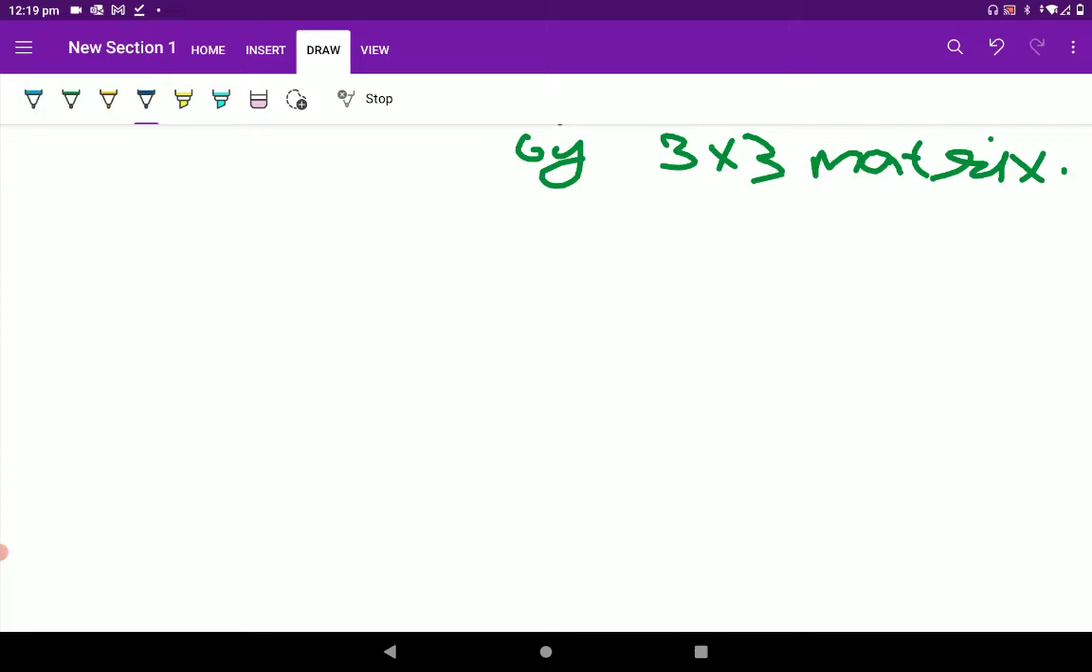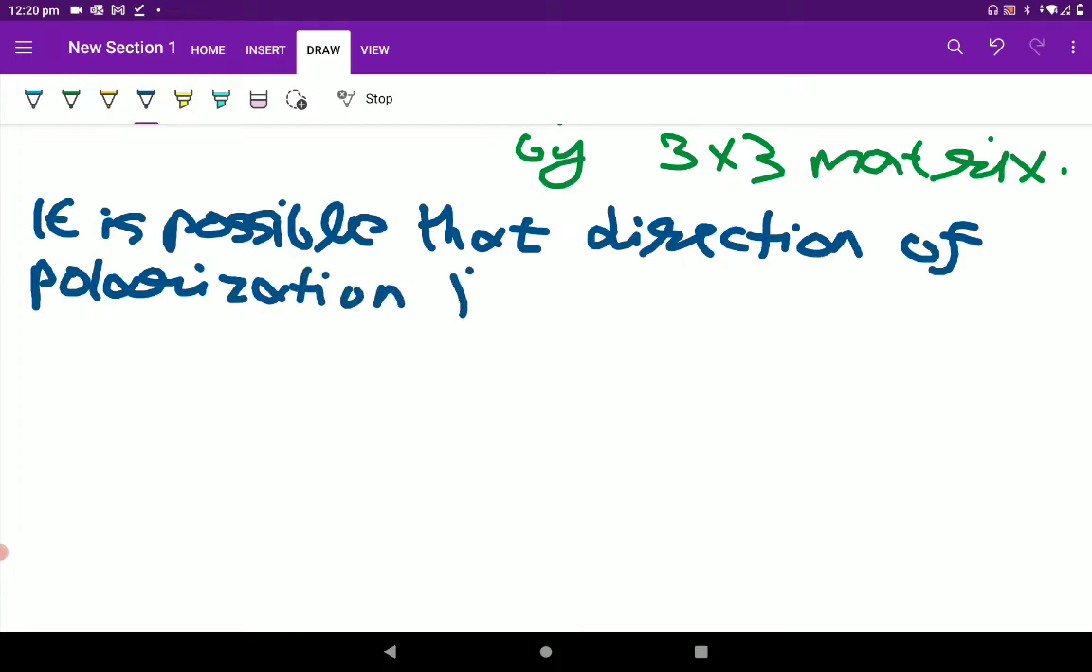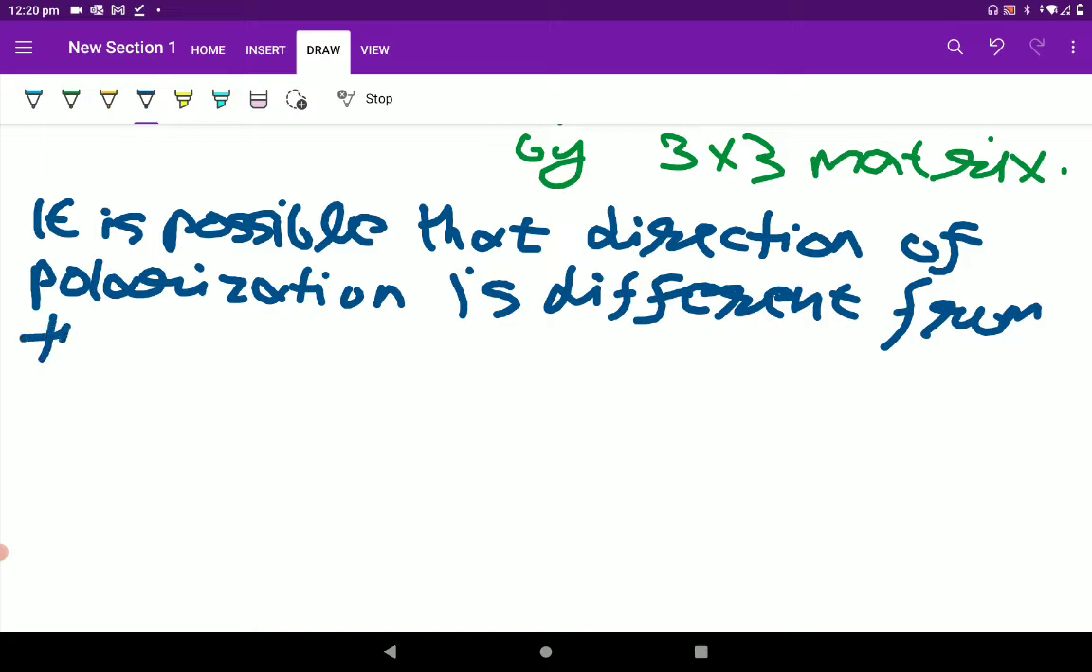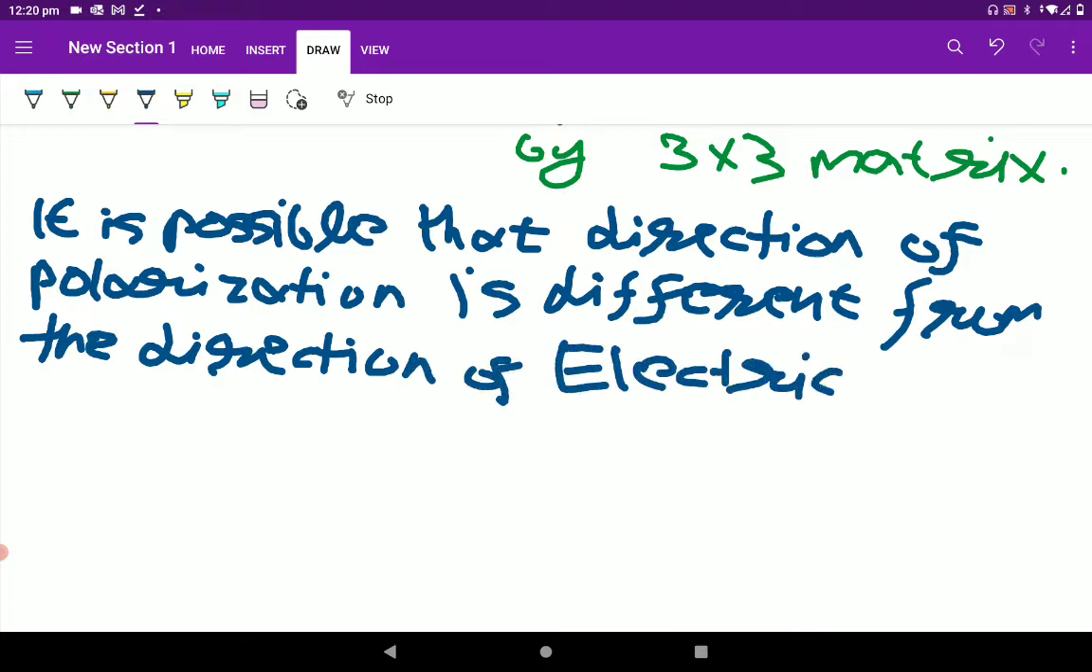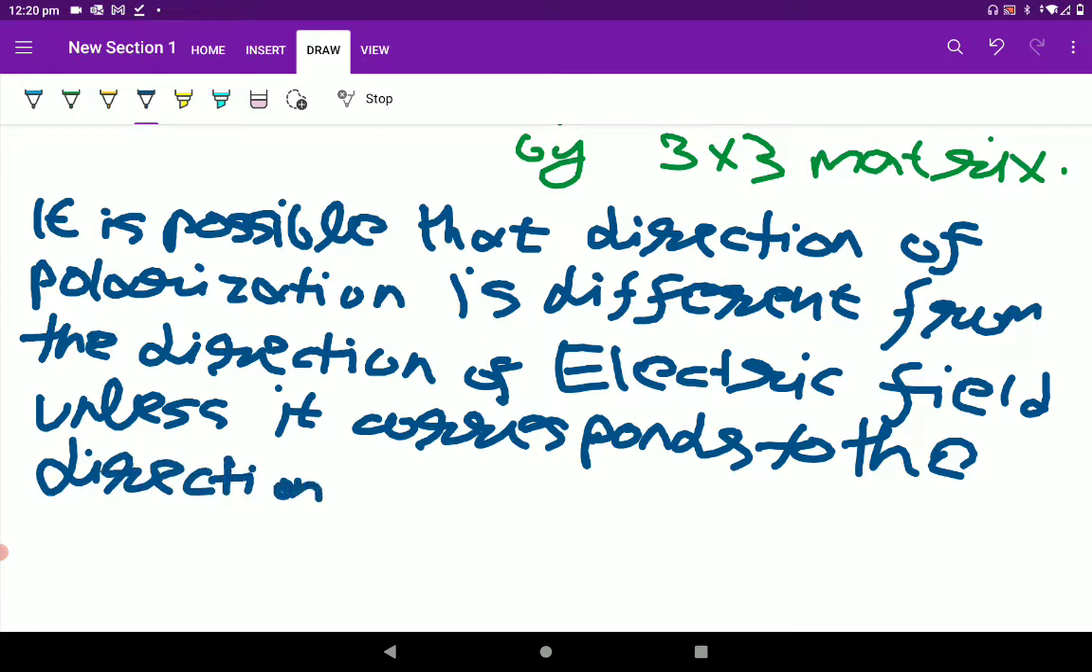So it is possible that the direction of the polarization is different from the direction of the electric field, unless it corresponds to a direction of high symmetry. Let me write: it is possible that the direction of polarization is different from the direction of the electric field, unless it corresponds to the direction of high symmetry.